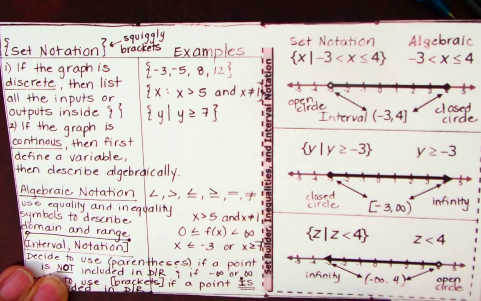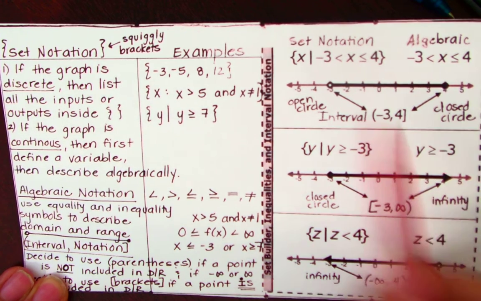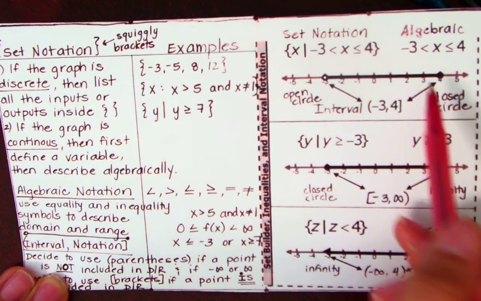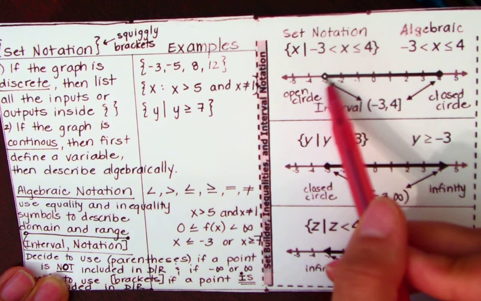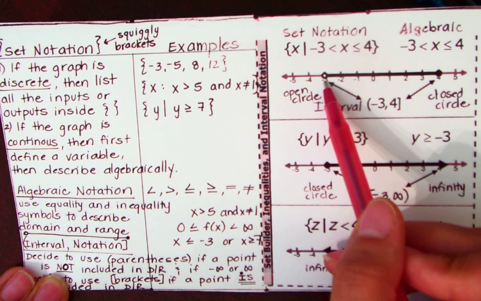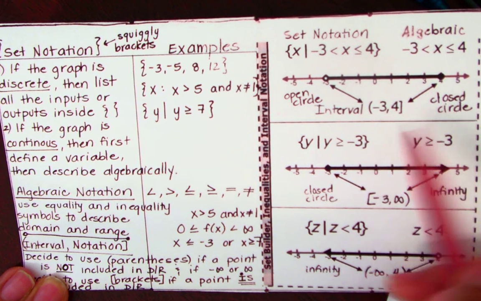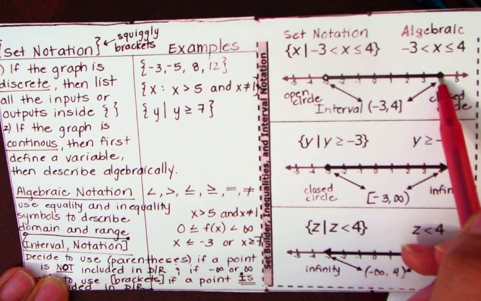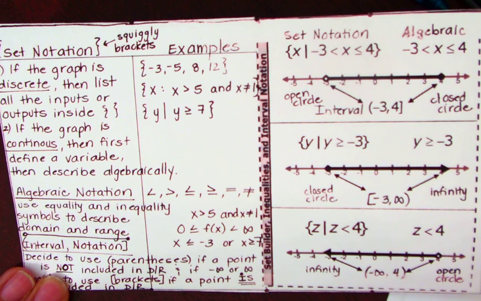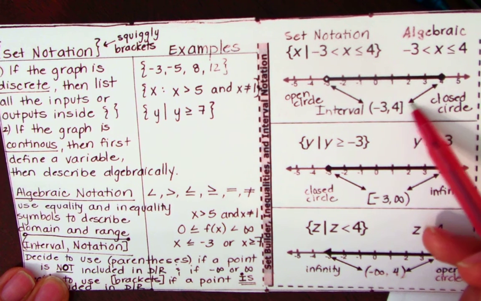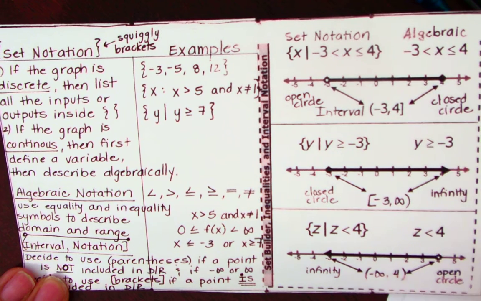This is not new. You guys should have seen it last year in Algebra 1. But just to refresh your memory, whenever you have an interval or a set of ordered pairs, you always look at the endpoints. If the endpoint is open, then it's considered to be a parentheses. If the endpoint is closed, a closed circle, then you're going to use brackets. That means that point is included in the set. So not only can you write it with the bracket, but you also write it with the less than or equal to with that little line underneath.